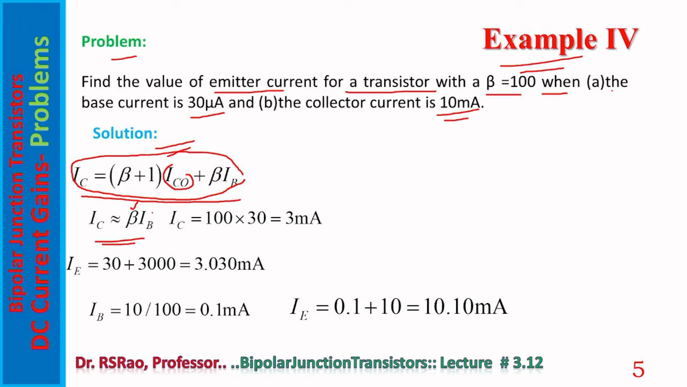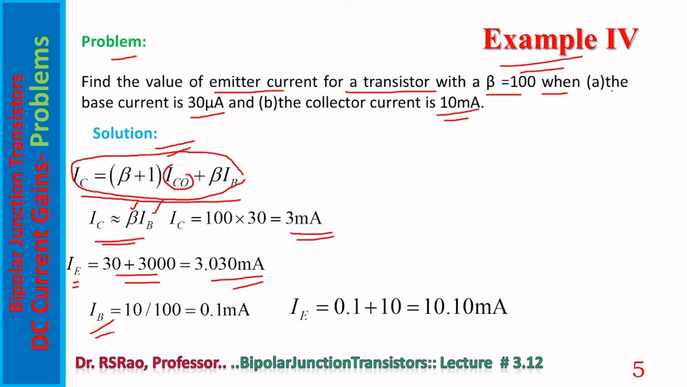Beta is available, IB is available. Therefore, IC can be determined with no difficulty. It turns out to be 3 milliamperes. Now, emitter current. Emitter current is base current plus collector current. Always using the available values of base current and collector current, it can be found as 3.030 milliamperes.